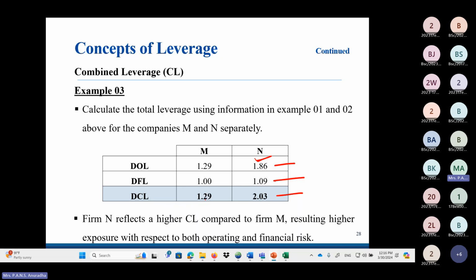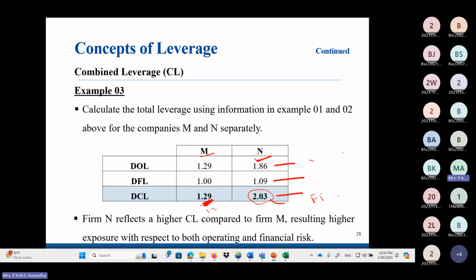If sales is increased by 1%, earnings per share only increases by 1.29 for company M because of their low operating leverage, low financial leverage. The opposite way, if sales drop by 1%, this company's earnings per share is decreasing by 2.02. So they are having high financial risk, high business risk. But for this company, if sales decrease by 1%, earnings per share of this company is decreasing only by 1.29 because of the low business risk, low financial risk.